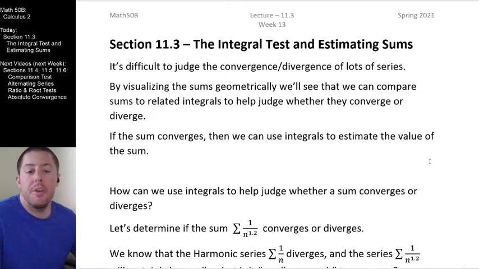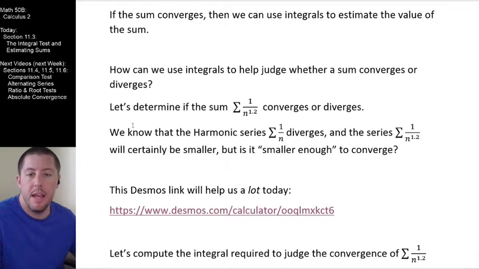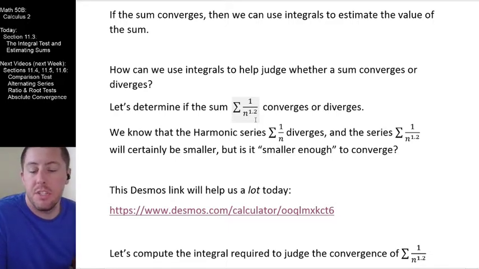So, how can we use integrals to help judge whether a sum converges or diverges? And with the example that we'll look at today, let's determine if the series, right, of the sum 1 over n to the 1.2 converges or diverges. So we're adding up all terms that are of the form 1 over n to the 1.2 power. We know that the harmonic series, the series of summing terms of the form 1 over n, is going to diverge off to infinity. We saw that in the last video.